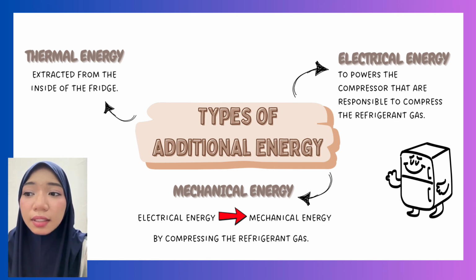And the second energy is mechanical energy. So the compressor will convert the electrical energy to mechanical energy by compressing the refrigerant gas. And the third energy is the thermal energy. So the thermal energy was extracted from inside the fridge.